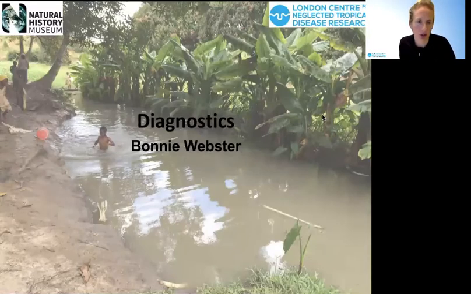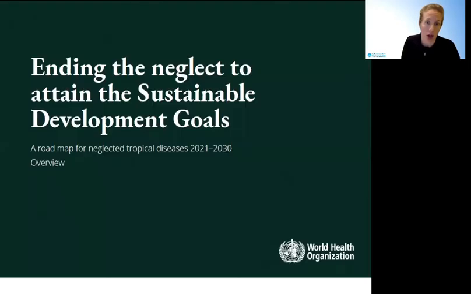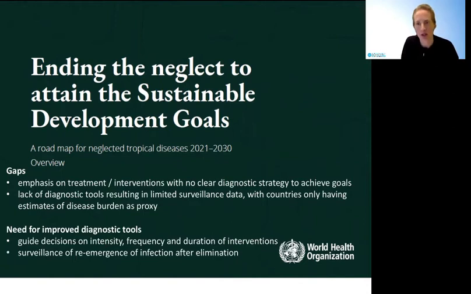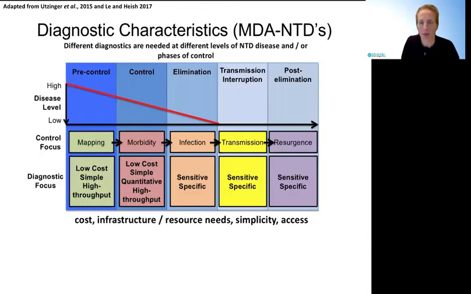Good afternoon. So I'm going to talk to you about diagnostics, particularly focusing on schistosomiasis. The ambitious goals set out by the WHO to eliminate several NTDs by 2030 do not have a clear strategy for diagnostics to achieve those goals, with lots of emphasis on treatment interventions. Also, the lack of diagnostic tools really limits surveillance data, with true prevalences in certain countries unknown. So there's a real need for improved diagnostics to guide decisions on interventions and to provide tools for surveillance post-elimination.